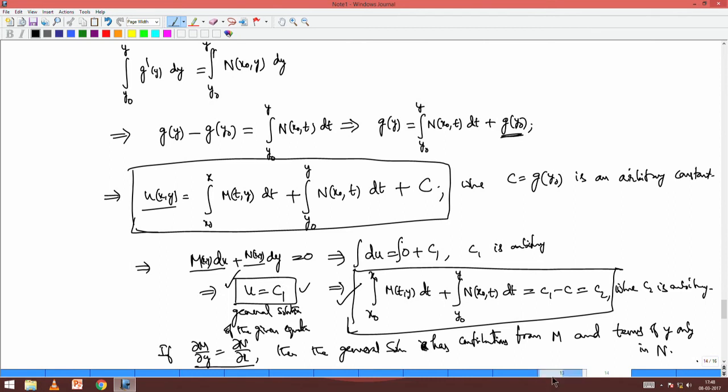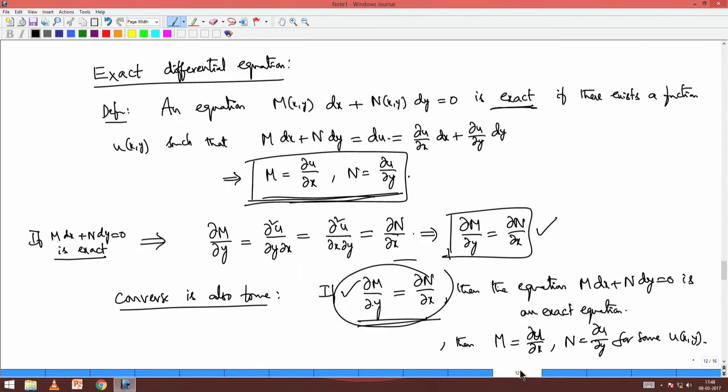In summary, what we had is, given a differential equation like this, it is exact, this is the definition. So, m and n I should be able to write in terms of partial derivatives of some function u of x y, that is the definition. Suppose this is exact, that means I can find such a u satisfying this, immediately I have this condition satisfied. So, this is a necessary condition.